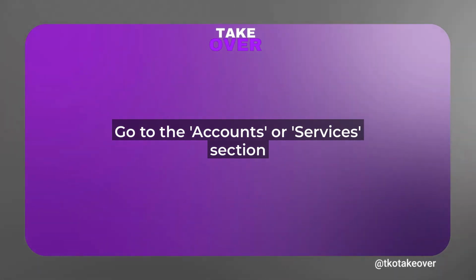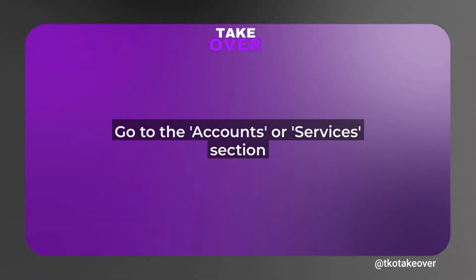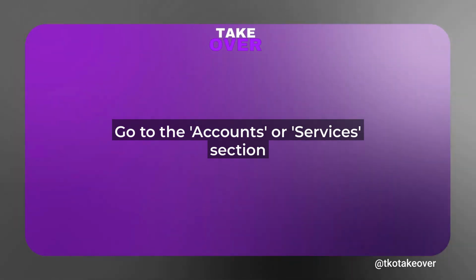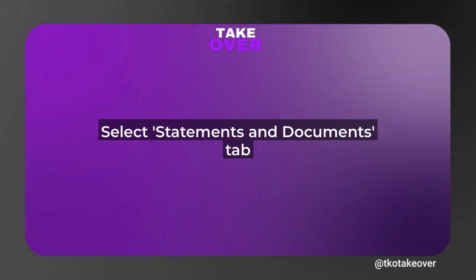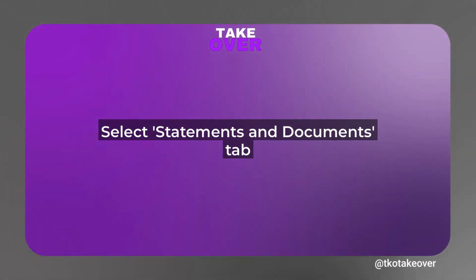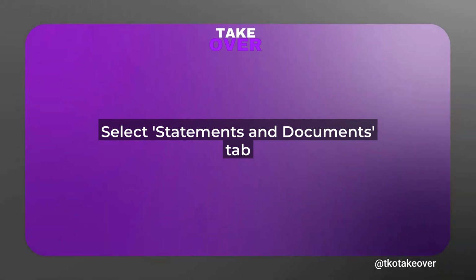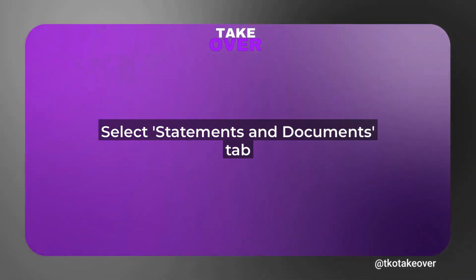After logging in, look for the Accounts or Services section in your dashboard. This is where the magic happens. Next, navigate to the Statements and Documents tab. Here, you'll see a list of your accounts. Select the one you want the statement for, then choose the specific period, like the last month or year. Citibank makes this simple with drop-down menus.